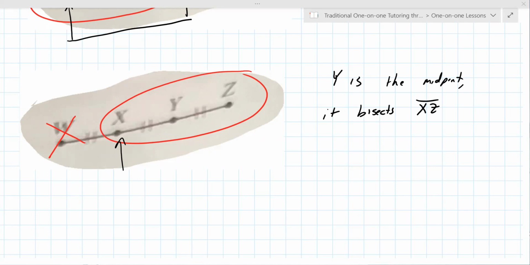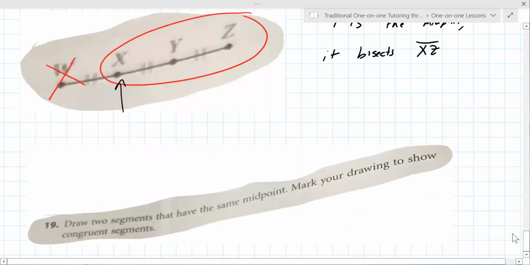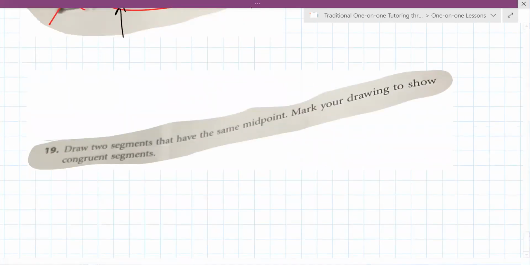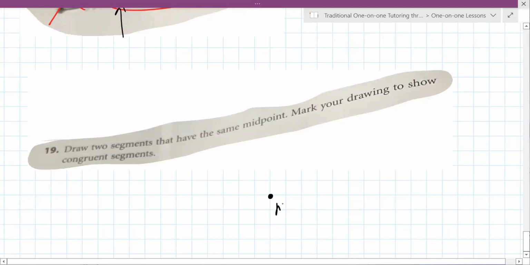Let me know when you're ready to go on to question 19. All right, I'm ready to go on to question 19. Okay. Can you go ahead and read that out loud for us, please? Draw two segments that have the same midpoint. Mark your drawing to show the congruent segments. So we have to pick any random letter. What I'm going to suggest you do here is draw the midpoints. Let's call that the midpoint right there. And let's use the letter M for the midpoint. Is that okay? Okay.